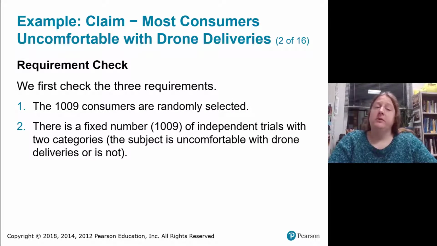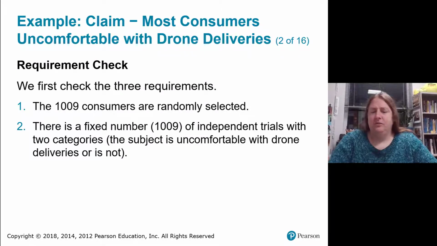So first things first, we're going to check our requirements. The first one was that we have a simple random sample. Well, our 1,009 consumers are randomly selected, so we have our simple random sample. Then we need our binomial distribution requirements. So we have a fixed number of trials. There were 1,009. They're independent. One person's answer is not going to impact someone else's. And there's two categories. They're either uncomfortable or they're comfortable with drone deliveries.